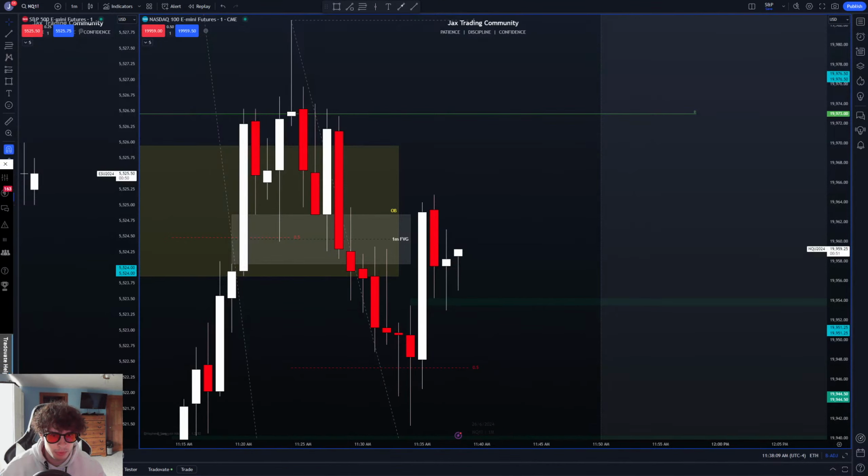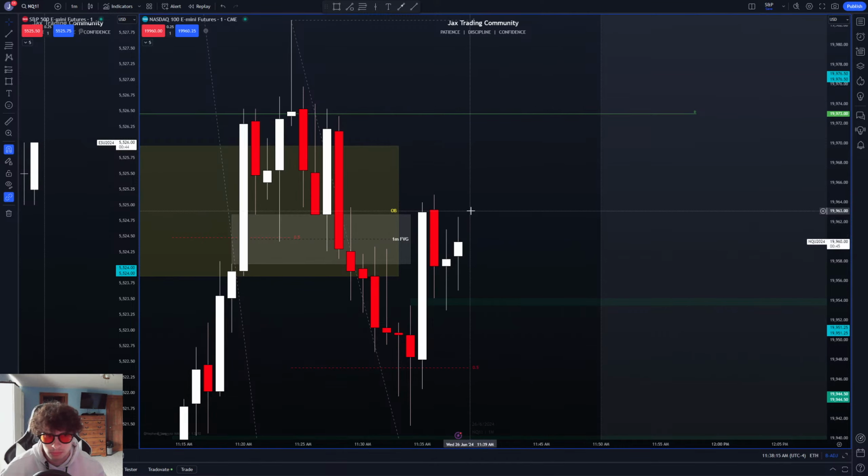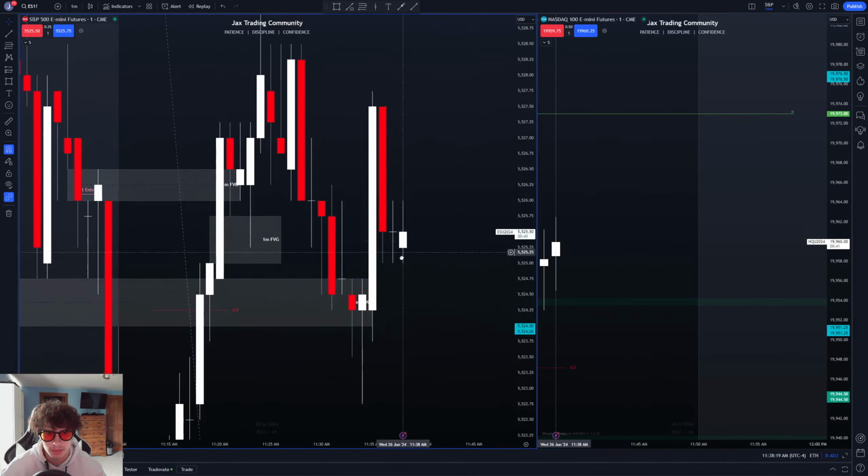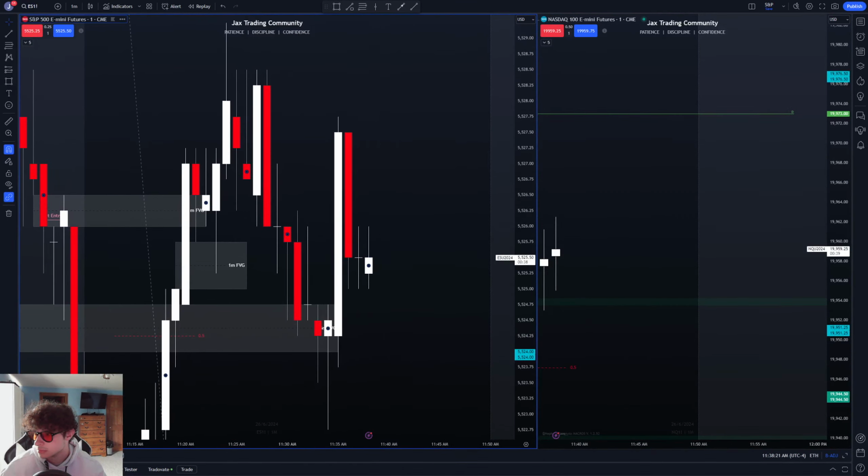Okay, price is just being really slow at the moment. Oh, I just realized I took this on ES. I didn't even take this on NQ. No wonder that's such a small stop loss. I was wondering why that's so small.